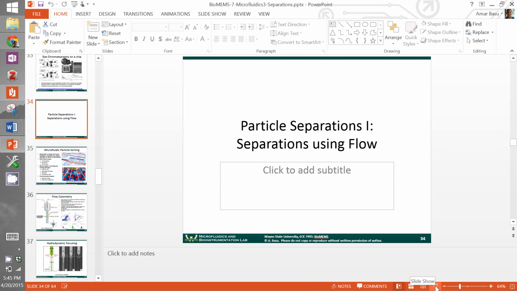All right, so today's lecture we're going to start talking about particle separations. The previous lectures in the module were all about molecular separations. So molecules are assumed to be dissolved in the solution, right? Dissolved in the medium or buffer, right? So we talked about chromatography, we talked about electrophoresis, we talked about the H filter.